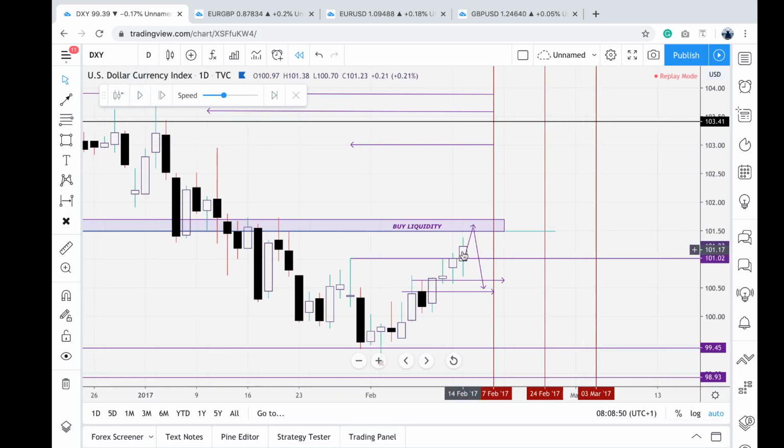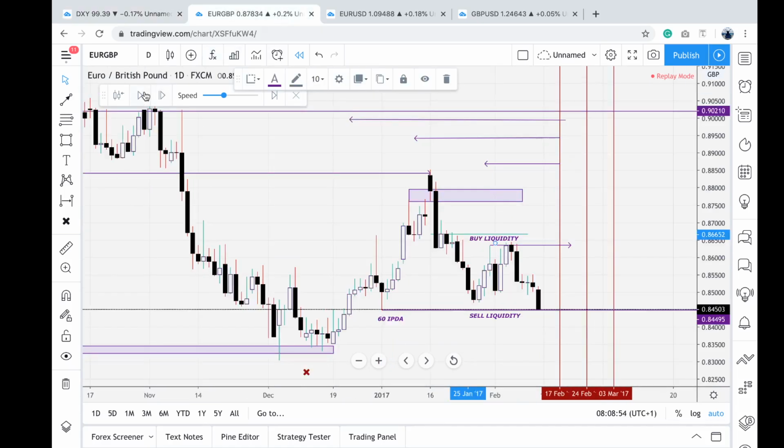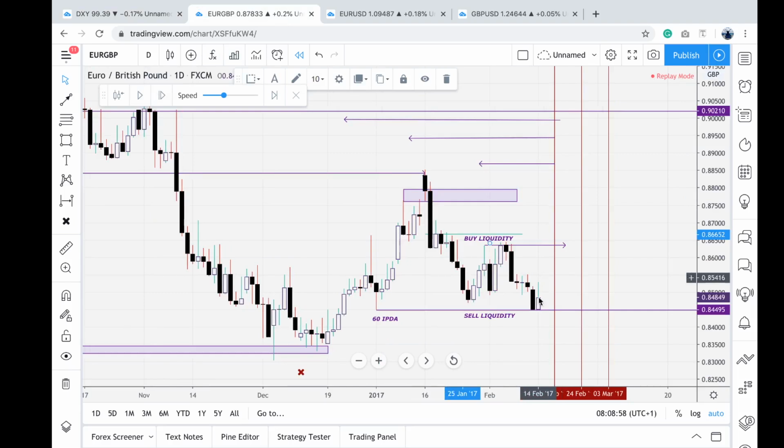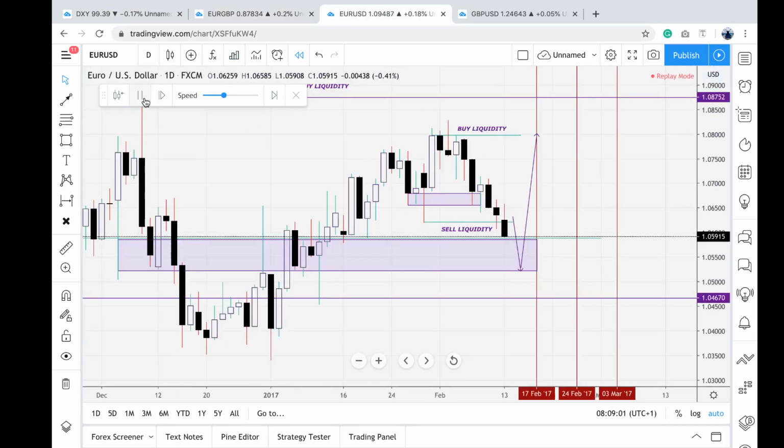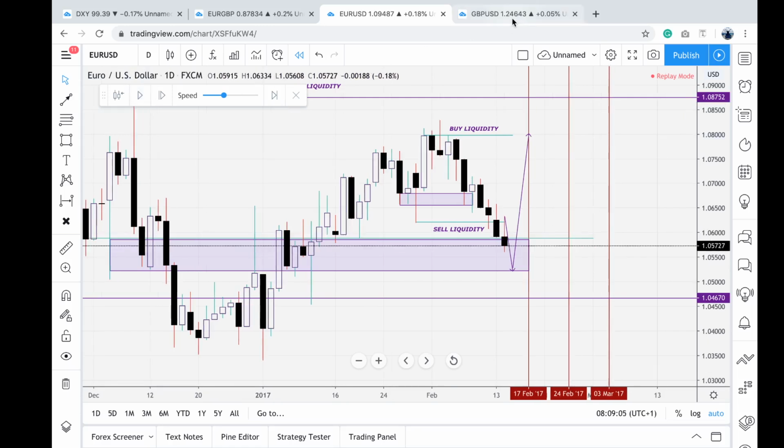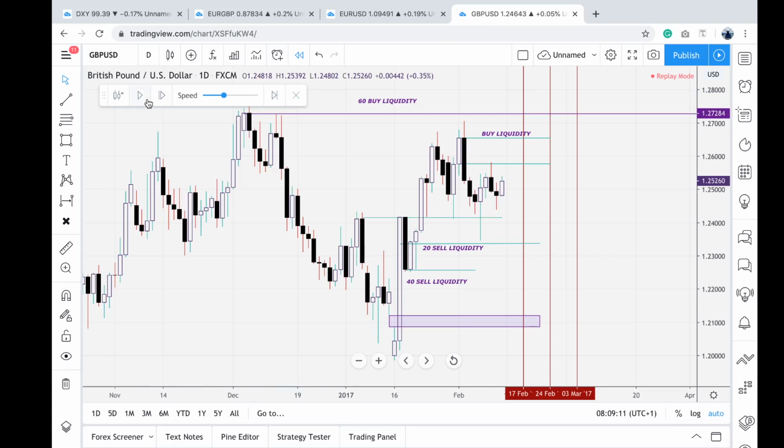Okay, so price breaks out of the level as we anticipated. EURGBP, let's see what EURGBP does. EURGBP shows resistance off this level. That's what EURUSD does. We're looking for price to get into deep discount. Okay, EURUSD. GBPUSD, let's see what GBPUSD does.